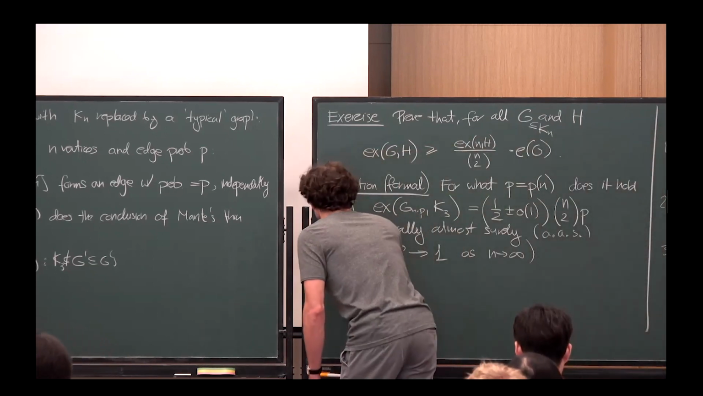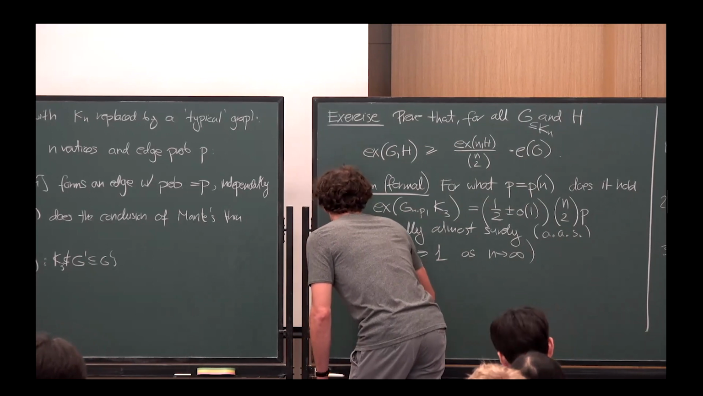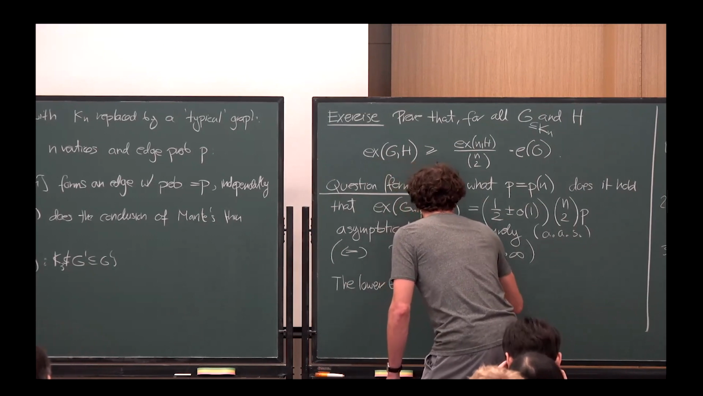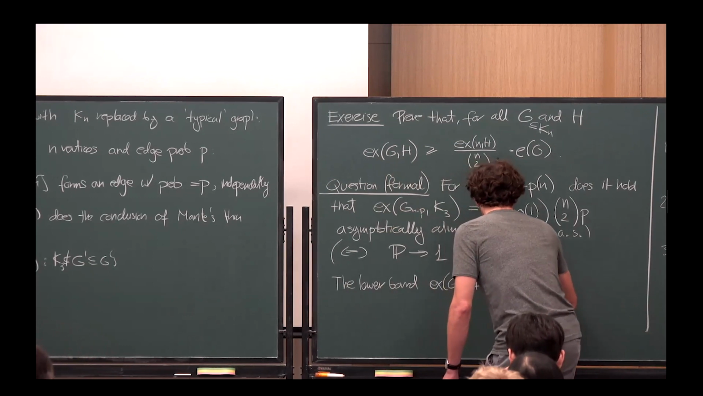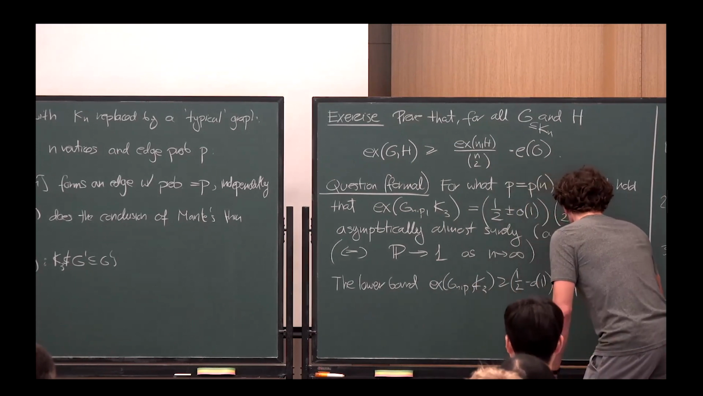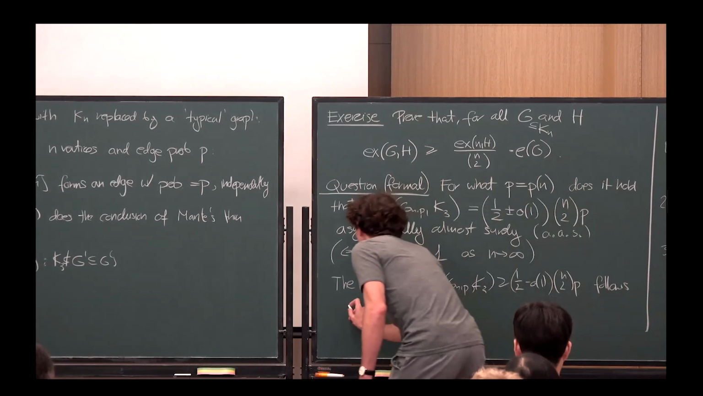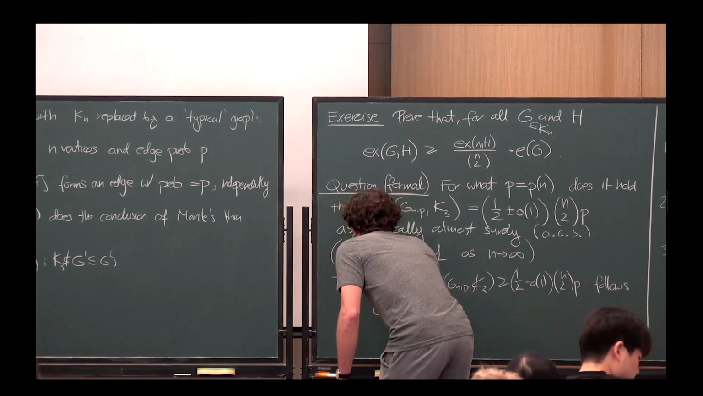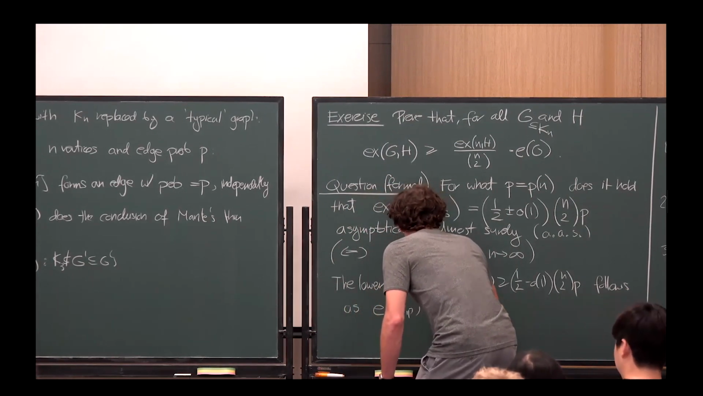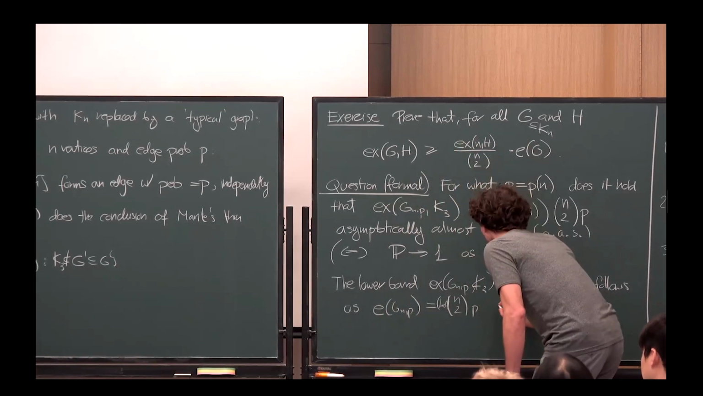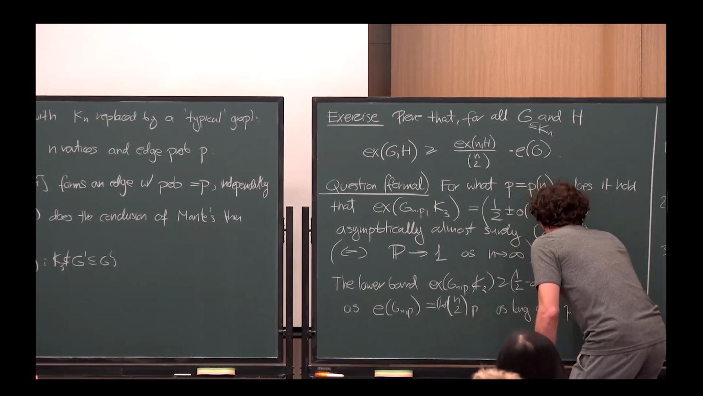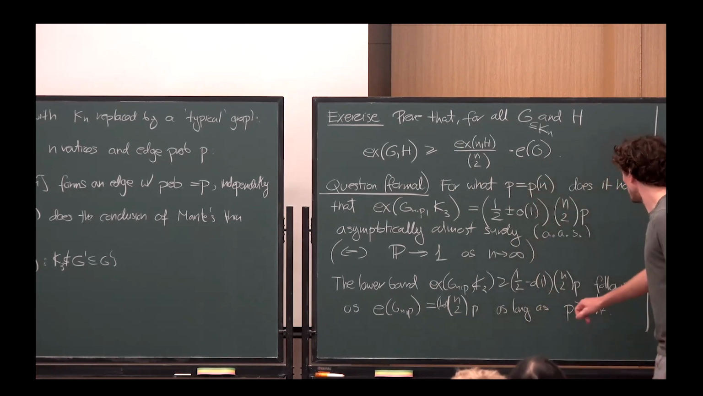The lower bound follows as the number of edges of G(n,p) is asymptotically equal to n choose 2 times p, as long as p is not very small. So p divided by 1 over n squared tends to infinity.